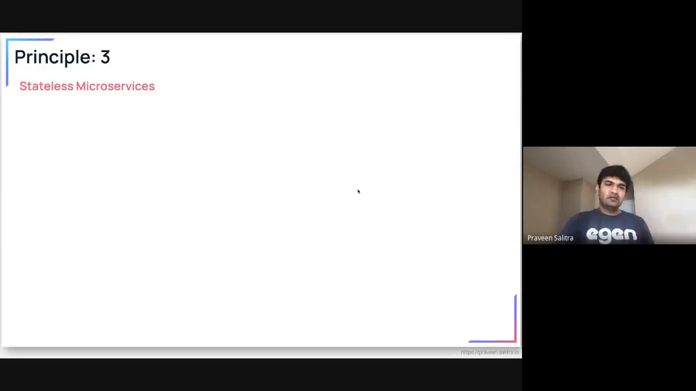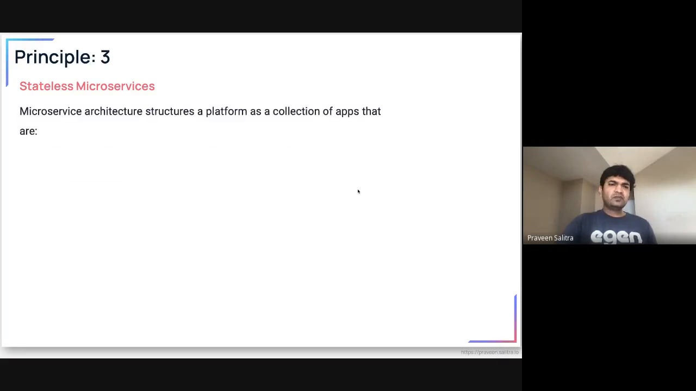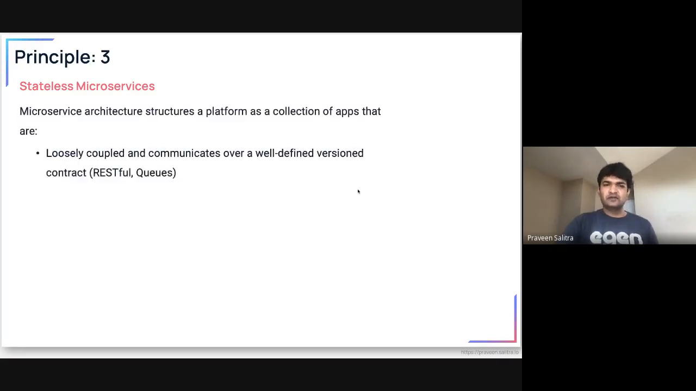But when the time comes that you are refactoring, or if you want to start from scratch with the concept of microservices, you want to have modules which are loosely coupled, but communicate over a well-defined, versioned contract, whether it's RESTful APIs or some sort of queuing mechanism, message queues, and things like that. So that's the whole idea.